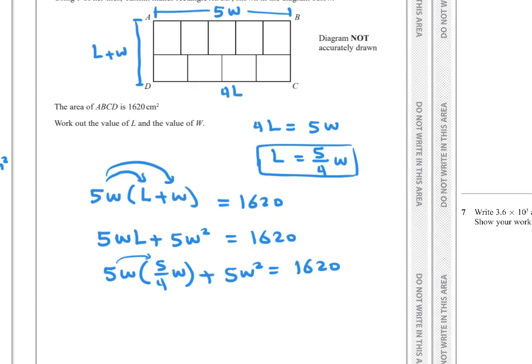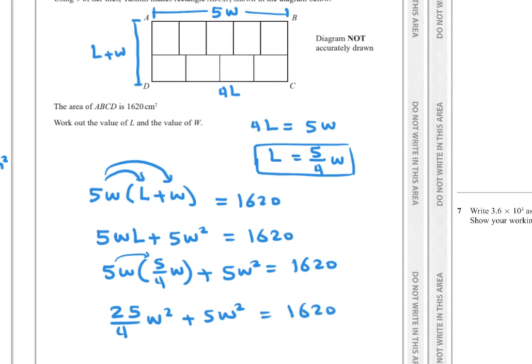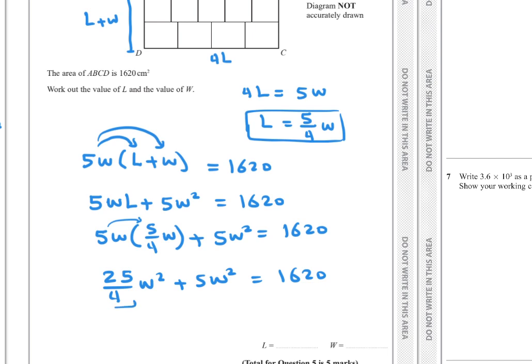So 5 times 5, 25. So 25 over 4 W squared plus 5 W squared equals 1620. Now combine the like terms. 25 over 4 and 5 equals 11.25. W squared equals 1620.